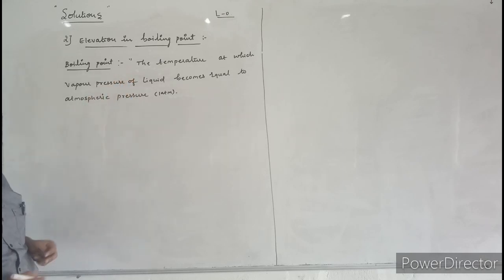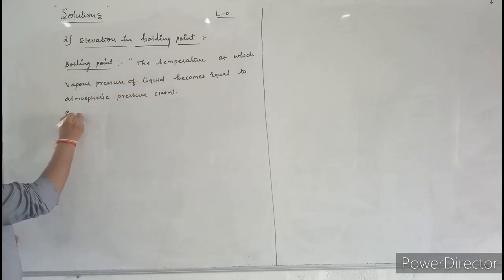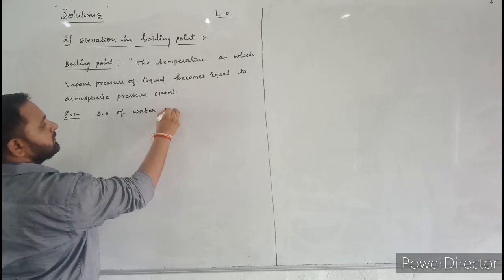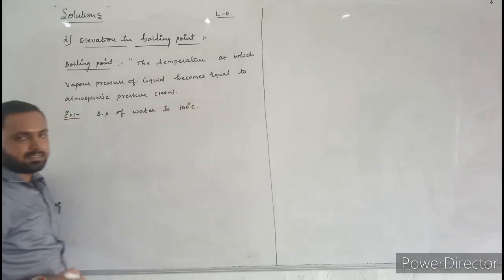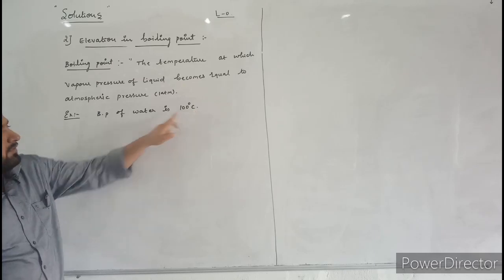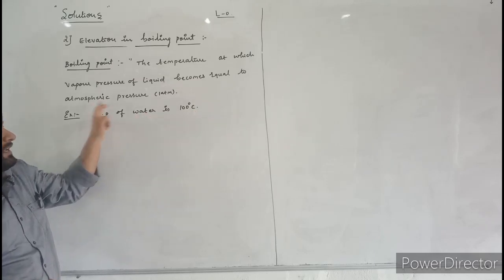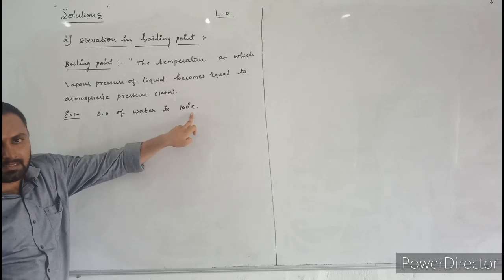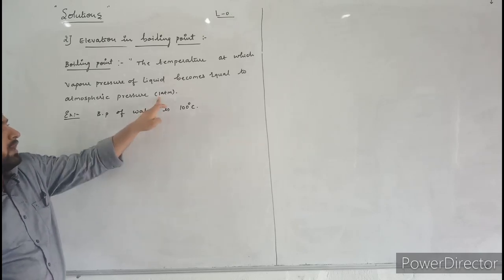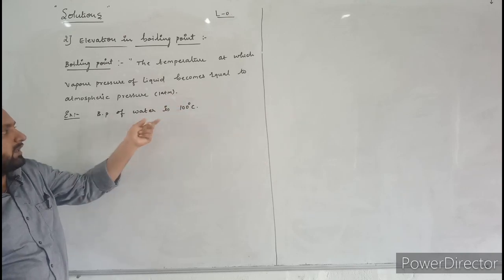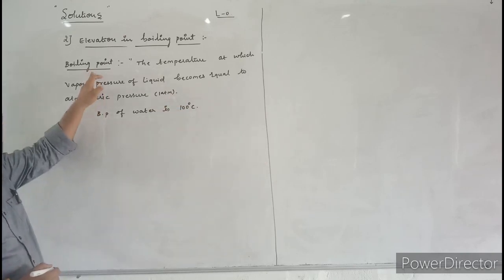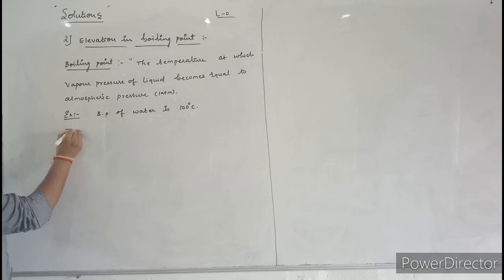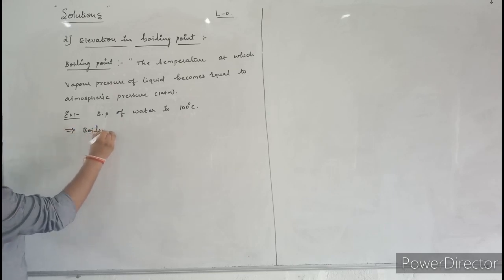For example, let us consider the boiling point of water. The boiling point of water is 100 degrees Celsius. That means at 100 degrees Celsius, the vapor pressure of water becomes equal to atmospheric pressure, which is generally considered 1 atm. That's why at 100 degrees Celsius, water boils. Now, boiling point is not a colligative property. Elevation in boiling point is the colligative property.